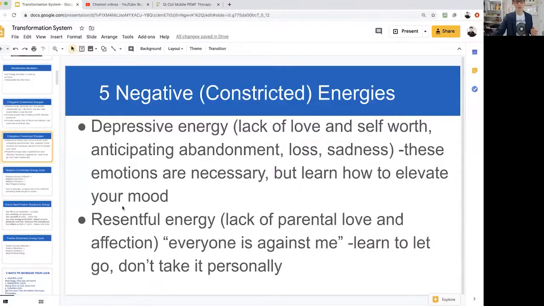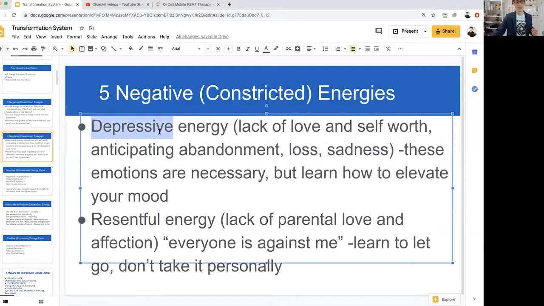So let's move on to the next two very important ones. So pay attention. Next one is depressive energy. And depressive energy can come from lack of love and self-worth. And it makes you anticipate abandonment, loss, and sadness.